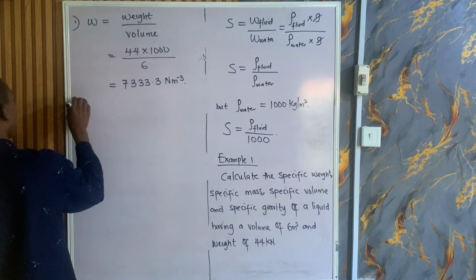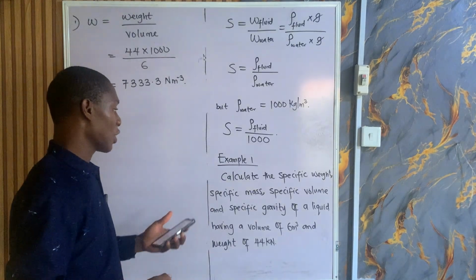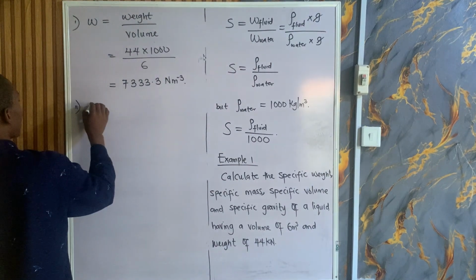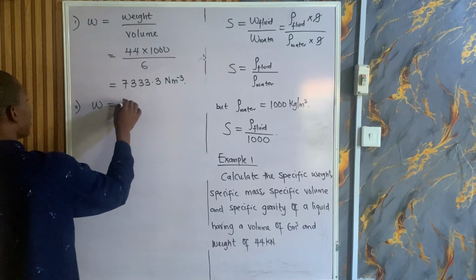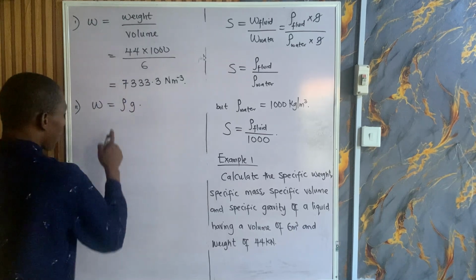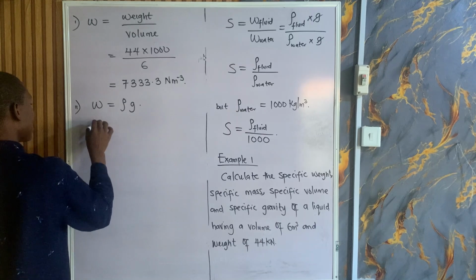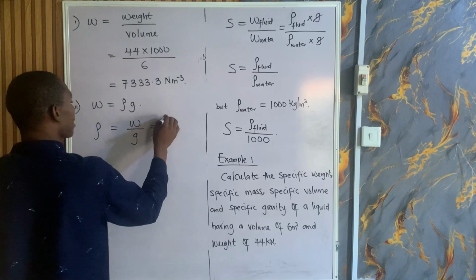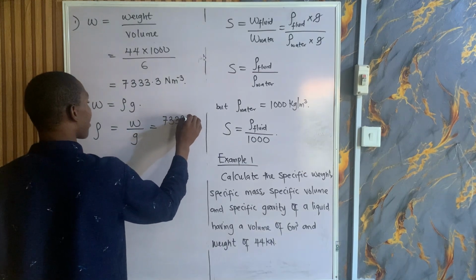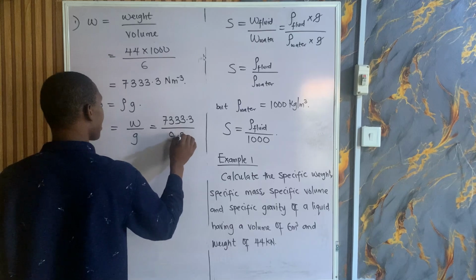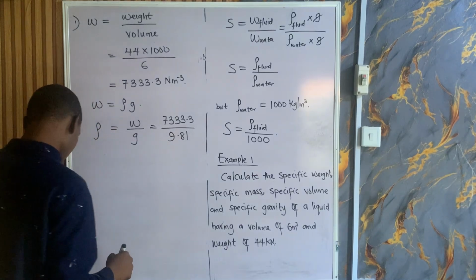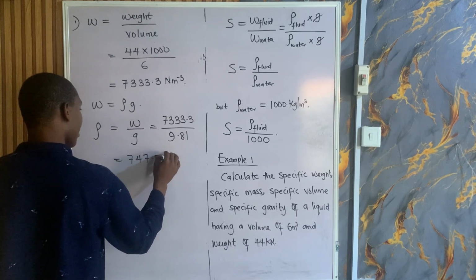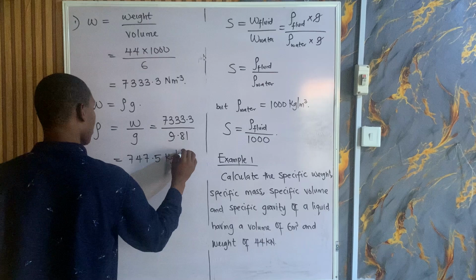Okay, the next one we're asked to get is specific mass. Since we've gotten our specific weight, specific weight is equal to density times gravity, and so we can look for density. If I make density the subject of the formula, it will be equal to specific weight over gravity, and that would be 7333.3 over 9.81, the value for gravity, and that will give us 747.5 kilogram per meter cube.